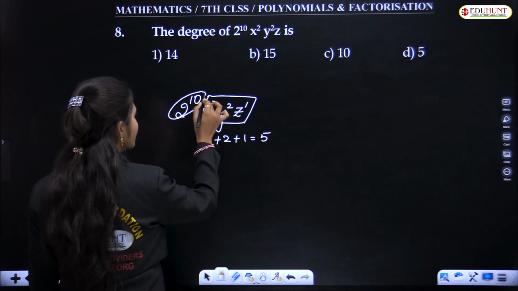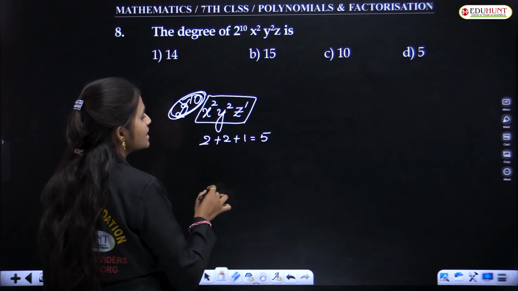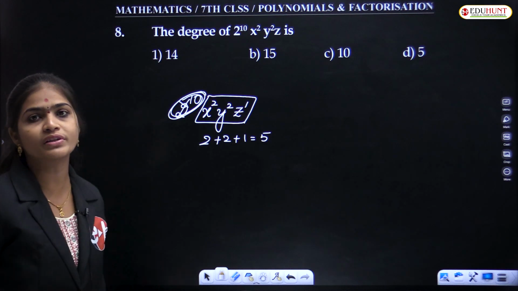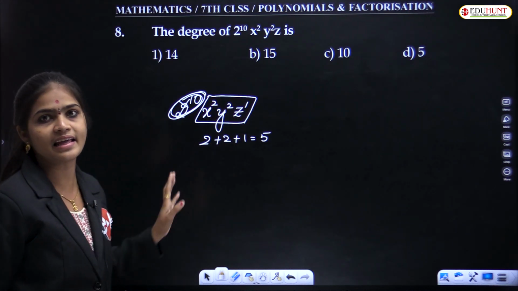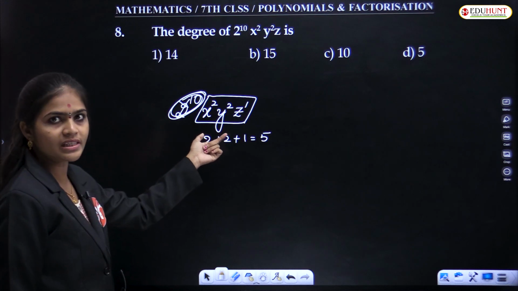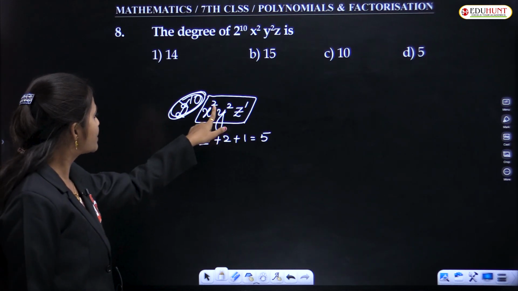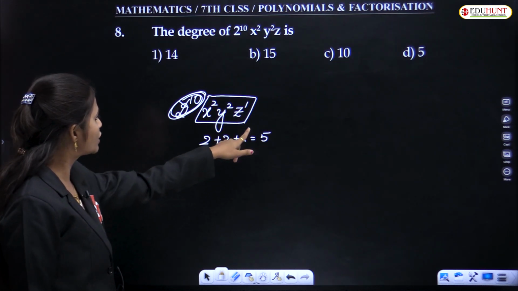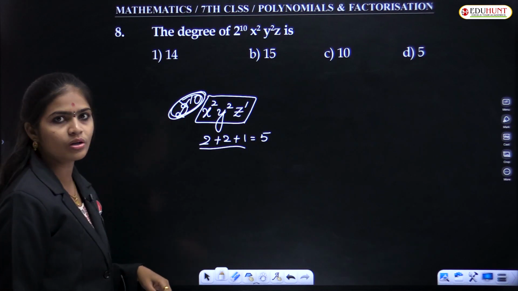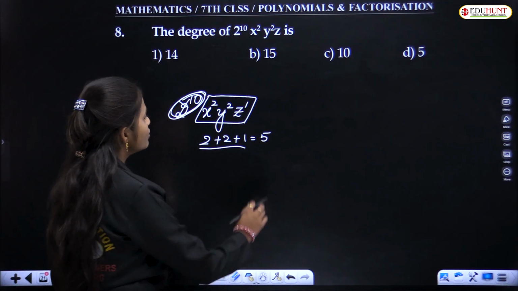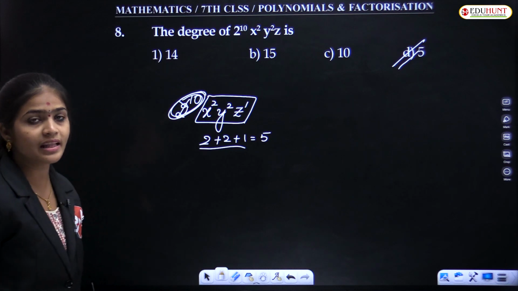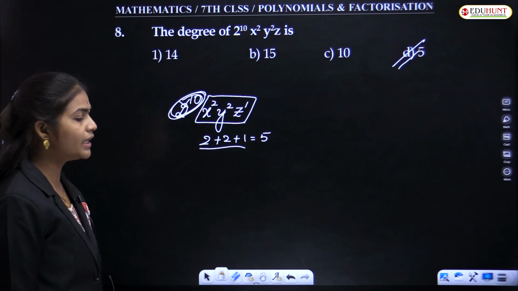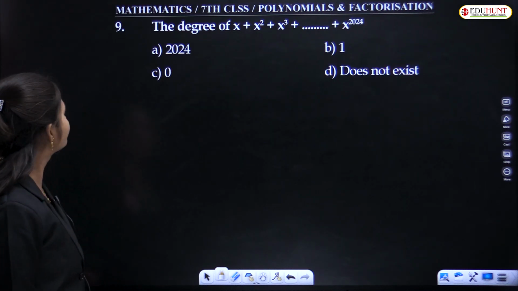Don't go for the constant. Just observe only the powers of the variables. We have to add the powers of the variables in the term. In that term, the first power is 2, the next is 2, the next is 1. So we have to add all the powers, and its value is equal to 5. So what is the degree of the given term? That is 5. Okay, so let us see the next question.